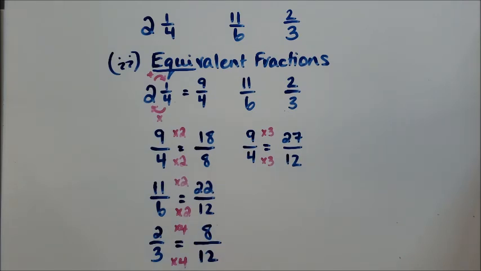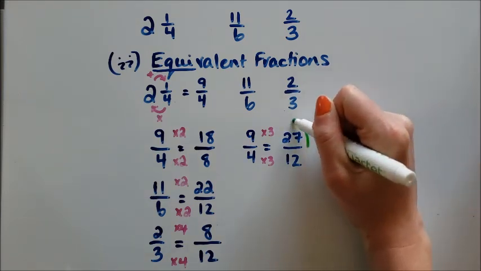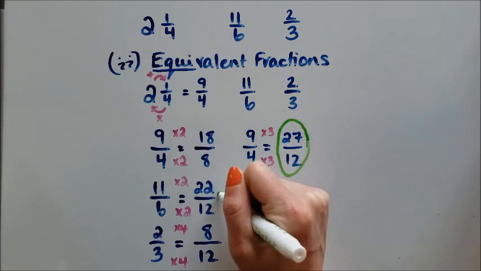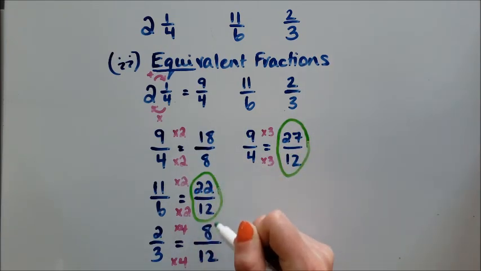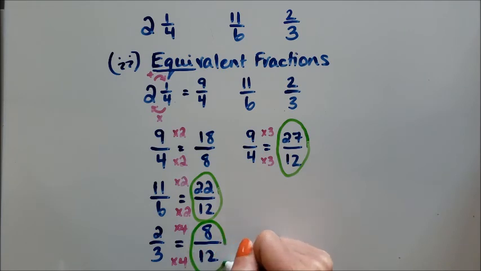So when I'm looking at this, I can now order my fractions by using this last line. So I have 27 over 12, 22 over 12, and 8 over 12. So I have written all 3 of my fractions with the same denominator, or in the same size of piece. So if all my pieces are the same, to determine which one is the biggest, I just need to know which one has the most pieces.